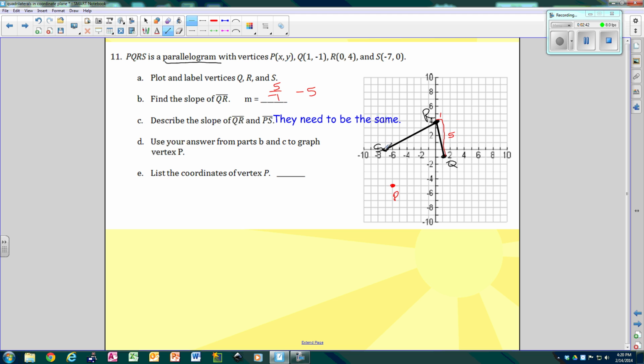So now if I connect S to P and P to Q, then SP has a slope of 5. So we went down 5 and over 1. So same little triangle hanging off the side. Okay, so the coordinates should be at negative 6, negative 5. So that's how you use slope to prove it's a parallelogram and put everything where it needs to be.